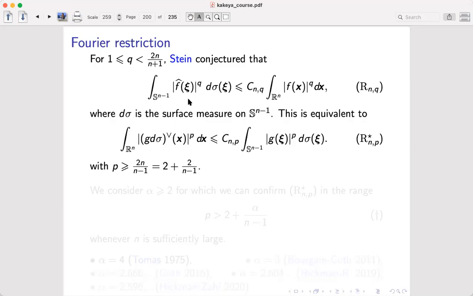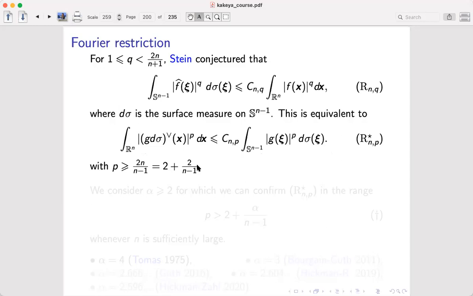And so if this P is the Hölder conjugate exponent of Q, then this is equivalent to that. And so the range goes from being this to this. So we see this number appearing again. This is twice as big as the Kakeya number we wanted before. So now this conjecture is somehow similar to the Kakeya conjecture that we were looking at before.